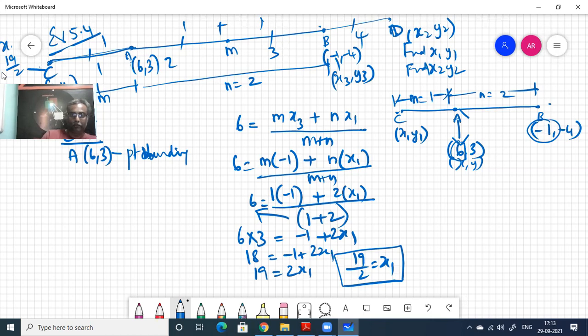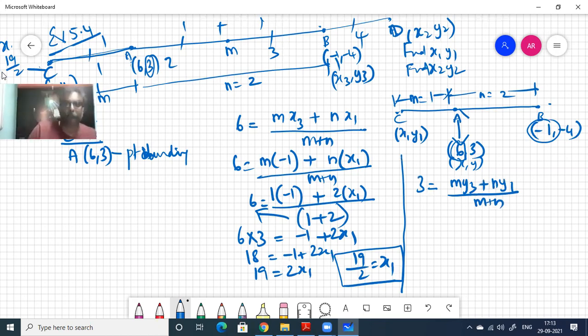Now, same way you have to find y1. How do you find y1? You take the other one. Y here is 3. 3 is equal to, again, m into y3 plus n into y1 divided by m plus n. That you do. 3 is equal to m into y3, y3 is minus 4. M is 1, 1 into minus 4, plus n is 2.